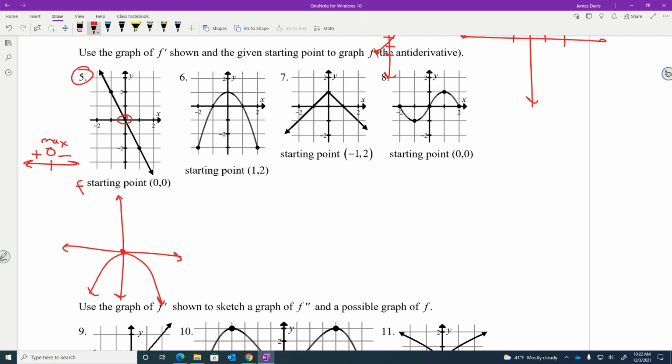And let's do 7. So with our number line on this one, number 7, our points were 0 here. All right, -1 and +1. So less than -1, it's below the axis, so that means it's negative, it's decreasing. Above that, it's increasing, positive. And then it's back to decreasing.